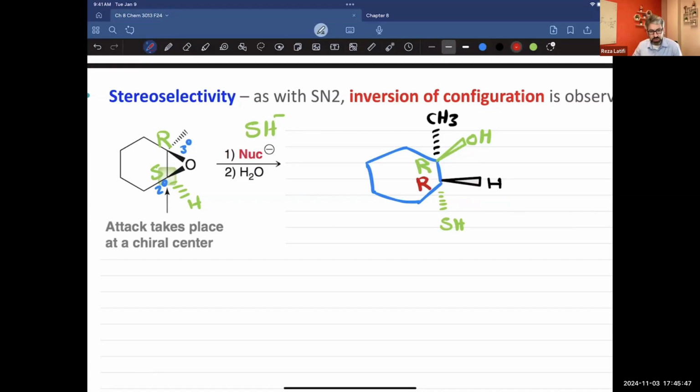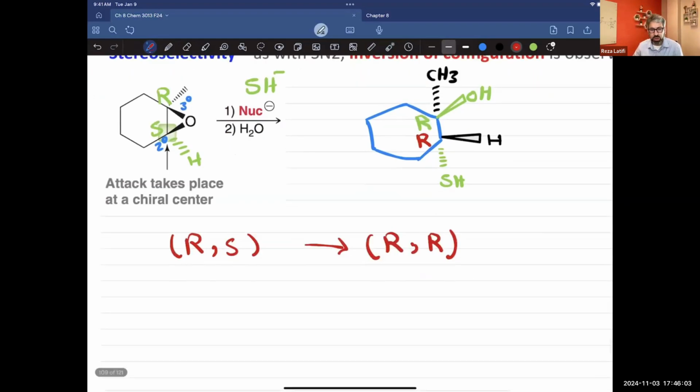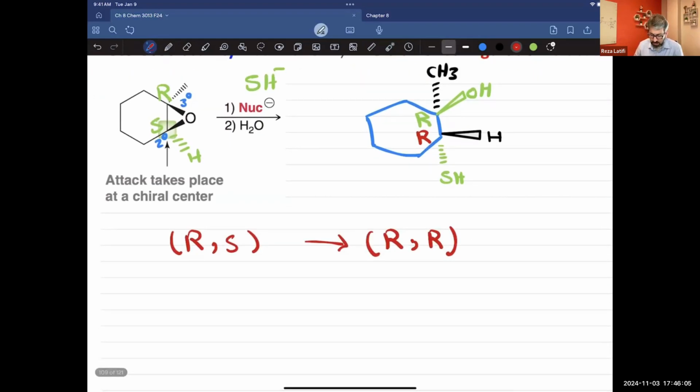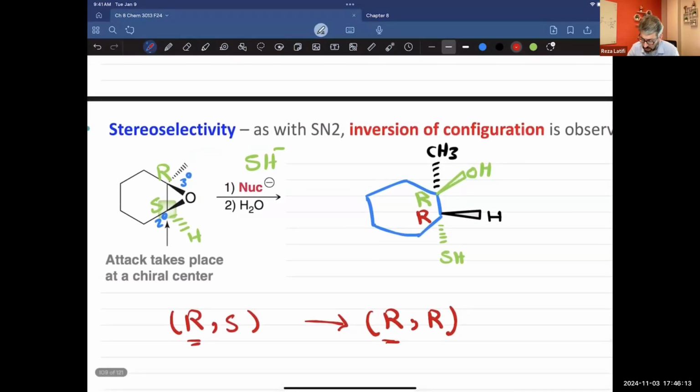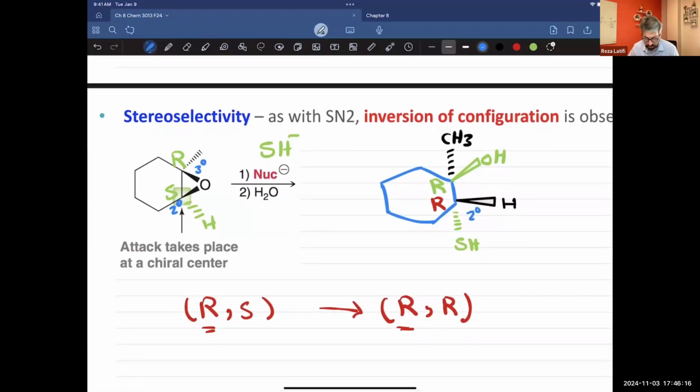Remember we used to have R and S for the starting compound. Now we turn it to R and R configuration. One of the stereocenters did not flip, and this one stayed as it is. The second one flipped. The one that flipped is the secondary carbon, which got flipped from S to R.